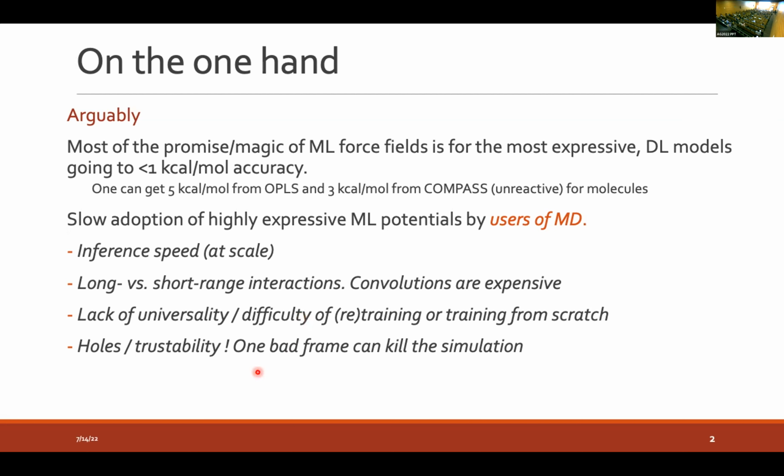And then there's this whole trustability and holes, which I think most people who have done this in practice have encountered. And this is what I'm going to be talking about for my next 17 minutes. And I hope I'll have a good conversation with you folks.